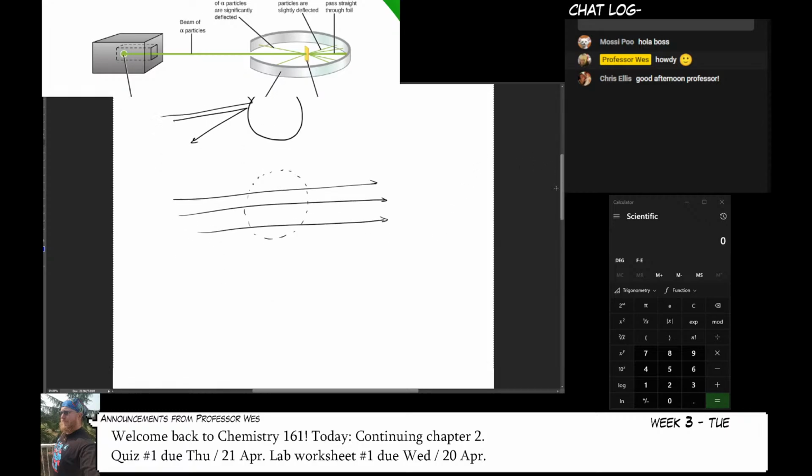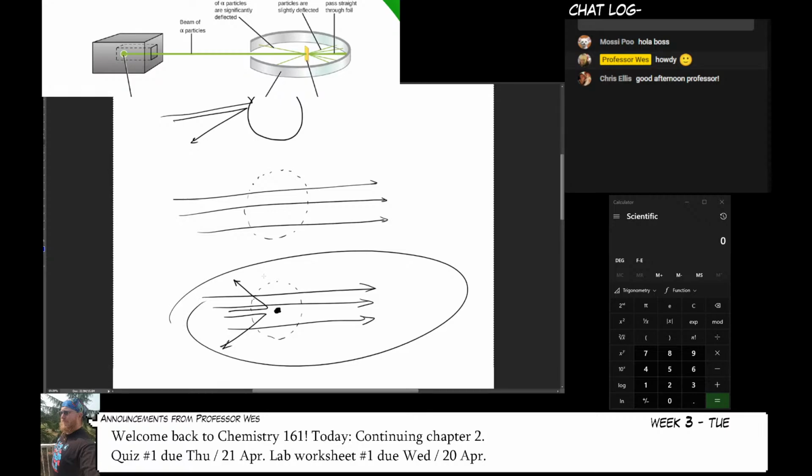Or maybe it was some in between, where I have this nebulous part, but then I have a small solid part in the middle where most of the stuff would go right through, but some of it would get deflected at random angles. And so the gold foil experiment was done to show what the structure of the atom was like and eliminate other possibilities. And so what they found was that this model matched most with their observations.